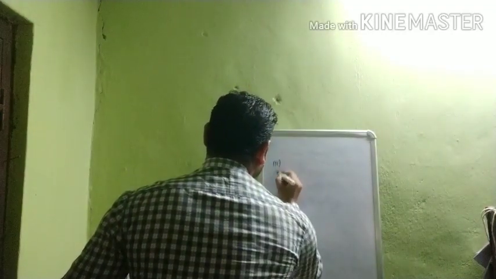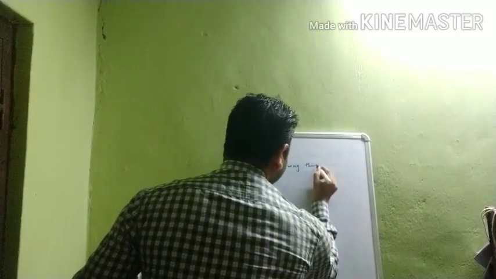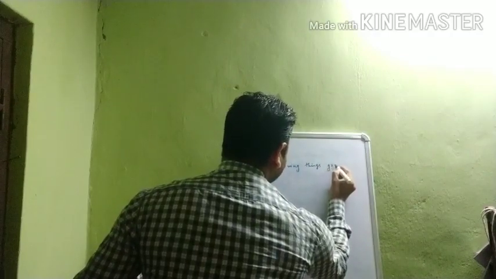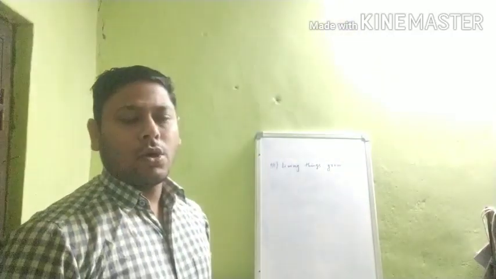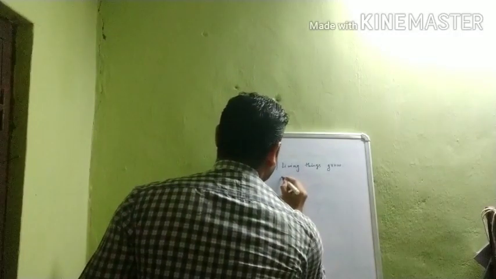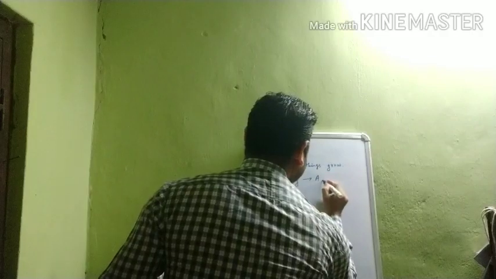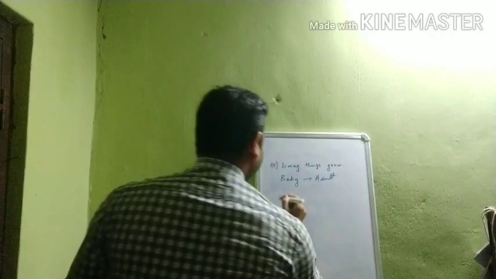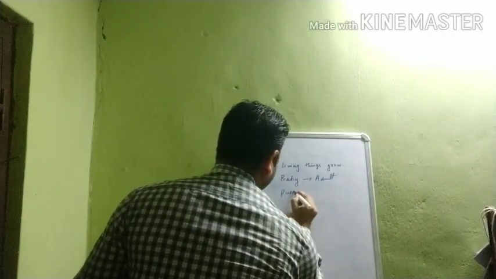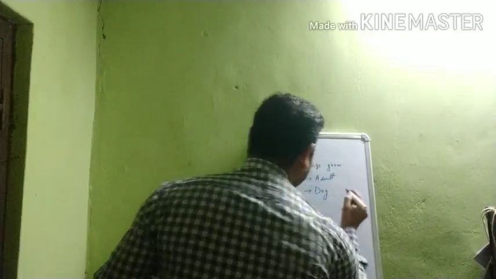Third point is that living things grow. Now, when we talk about living things growing, we see a baby. It grows and becomes an adult. Okay? Next, we see a puppy. What does a puppy become? It becomes a dog.